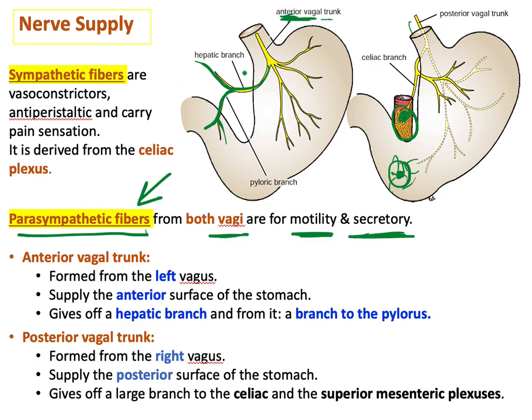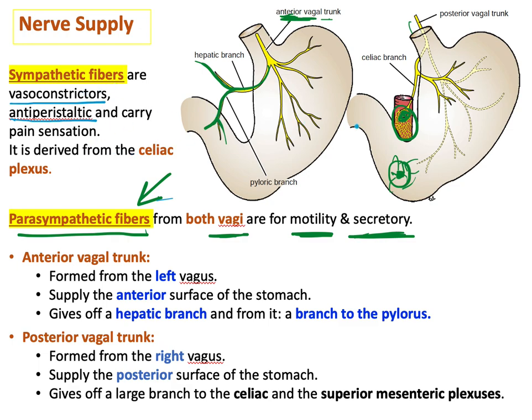But what about the sympathetic fibers? The function of the sympathetic is opposite to the parasympathetic. That means when you are under stress, or you fear something, or you fight somebody, you don't feel that you are hungry. The sympathetic has an antiperistaltic function, and it also creates vasoconstriction. So it's not the time for eating, secretion and motility. It's opposite to the parasympathetic. Anyway, this is the function of the sympathetic.